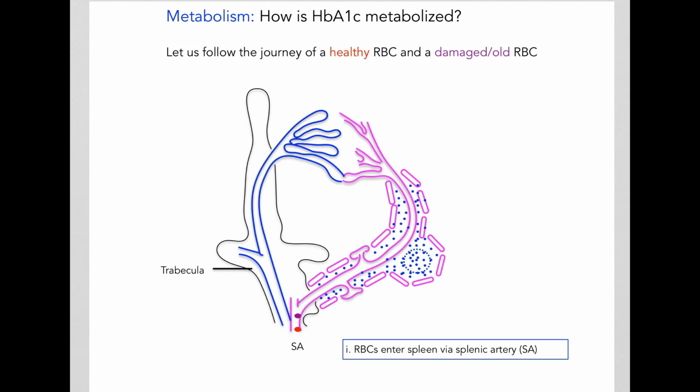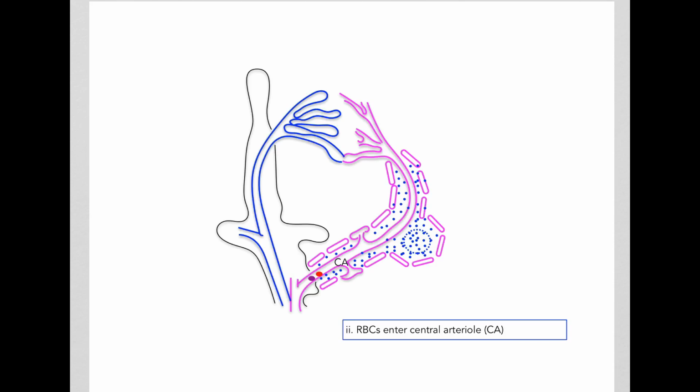The red blood cell enters the spleen via the splenic artery. So here is the splenic artery, and you see the red blood cells entering the spleen through the splenic artery. From the splenic artery, the red blood cell will now enter the central arteriole, CA, central arteriole. So here we have the central arteriole.